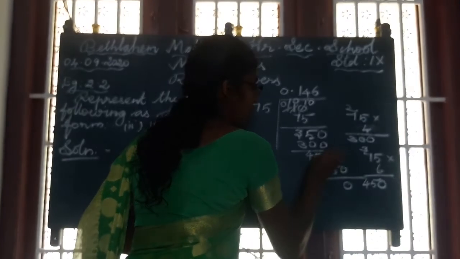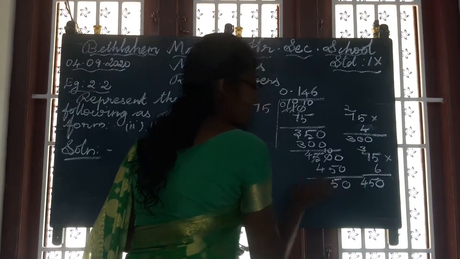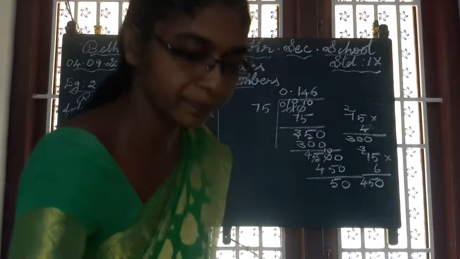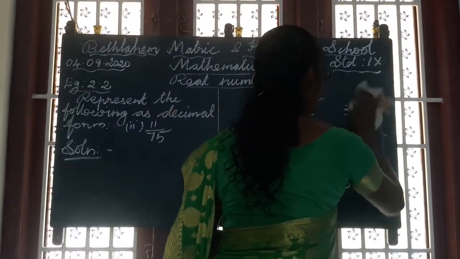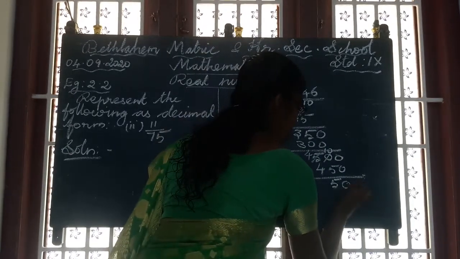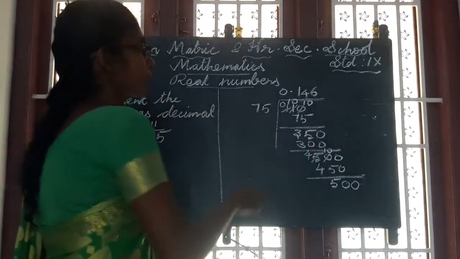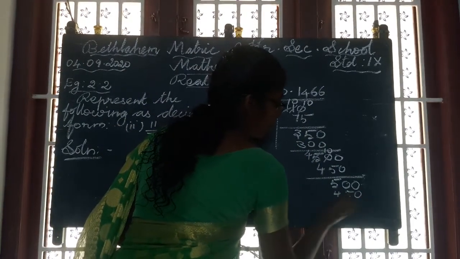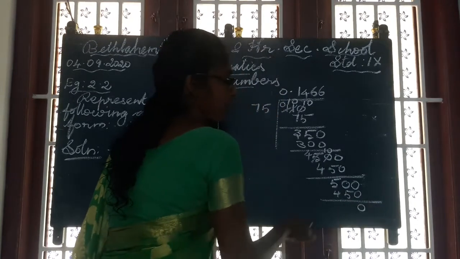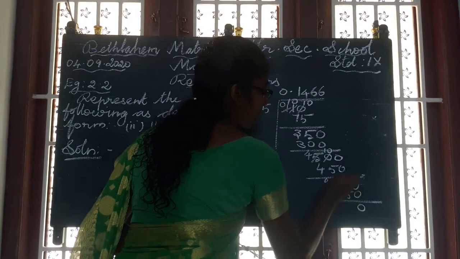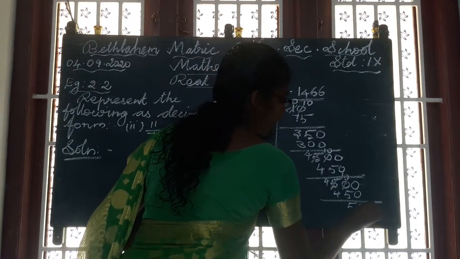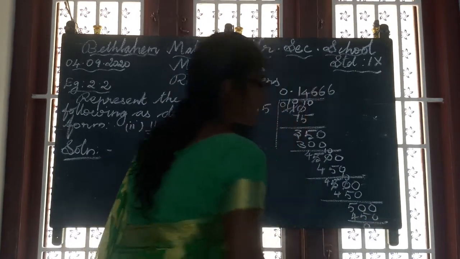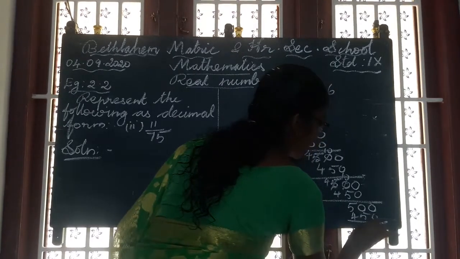Here 4. Next here 10, 10 minus 5 is 5. Next 4 minus 4, 0. Again we have to include 0 here. Again how many times? 6 times 450. Next subtracting: 0 minus 0, 0. Next 4. Next here 10, we get 5. Again include 0, again 6 times 450. It will continue. Again the remainder is 50.